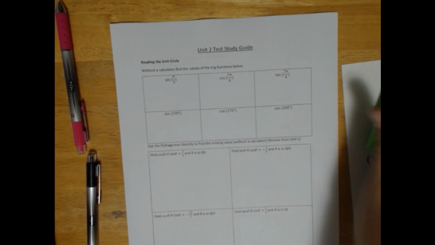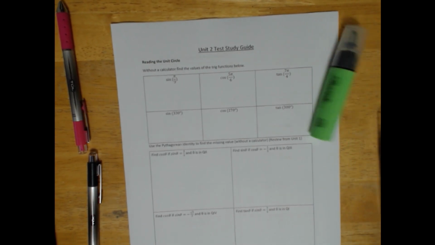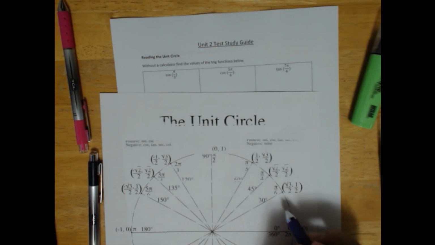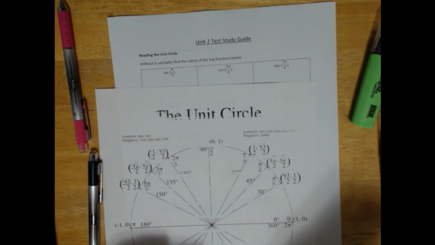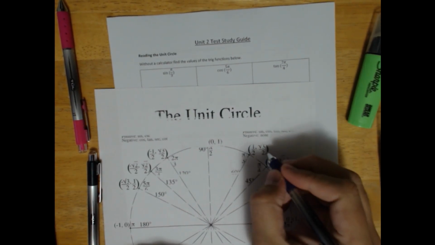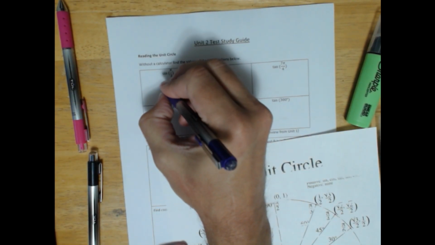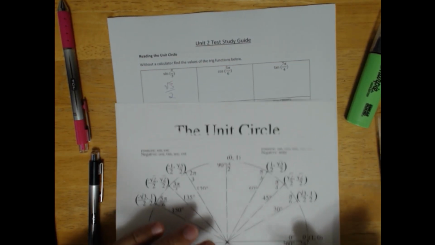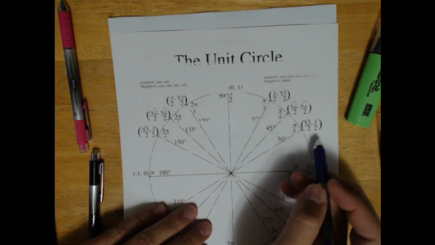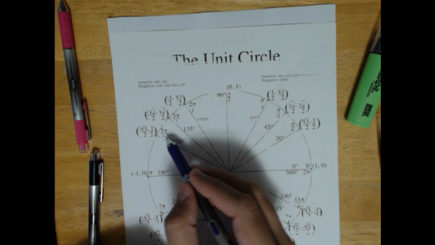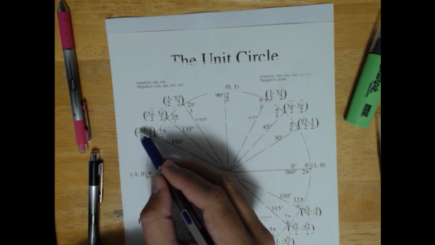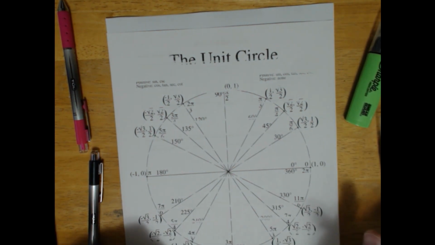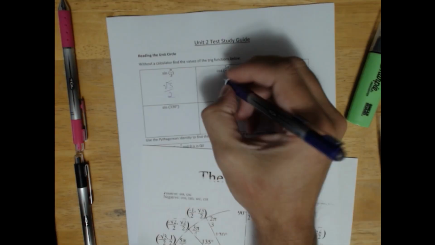So we have sine of pi over 3. That's just looking at your unit circle, finding pi over 3. Sine is the y value, and so it's going to be the y value right there. Square root of 3 over 2. Cosine of 5 pi over 6, again, just find 5 pi over 6 right here. Cosine is the x value, so that's going to be negative root 3 over 2.